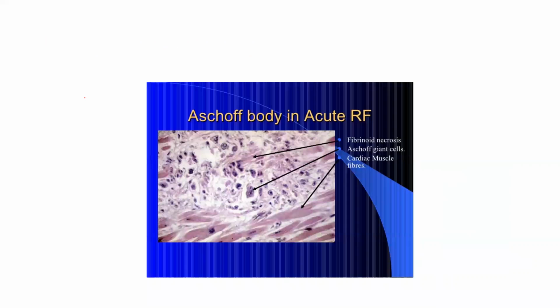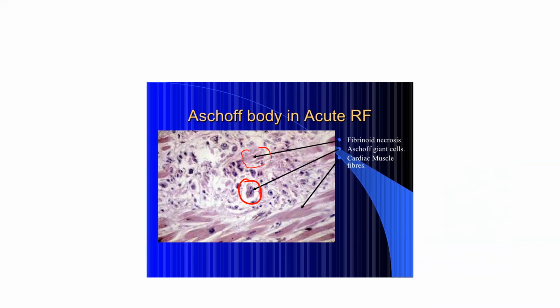Yes. Look at these, the Aschoff bodies. Aschoff bodies, okay? Can you see this purple color, these Aschoff giant cells? Can you see this fibrinoid necrosis in between these cells? This is a microscopic view of the Aschoff bodies in the myocardium.